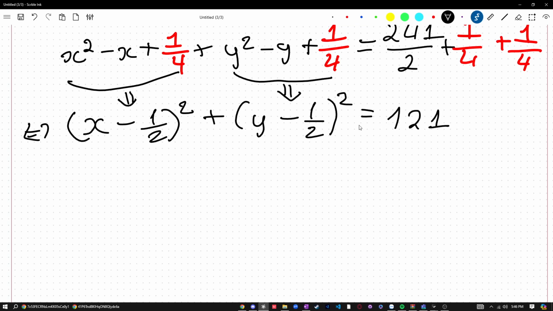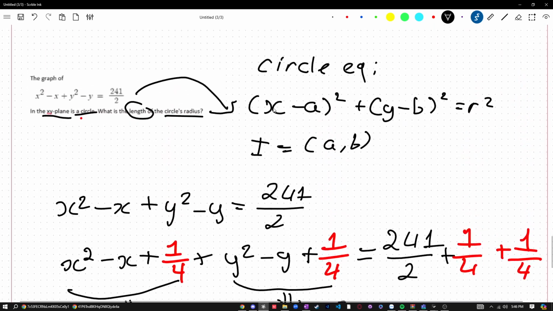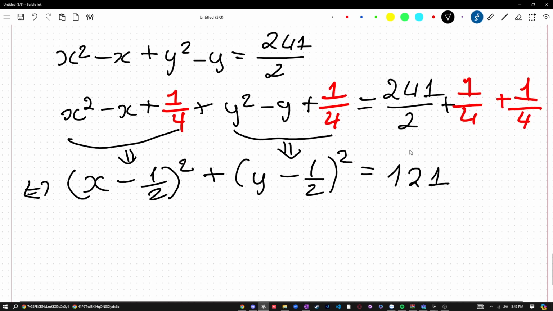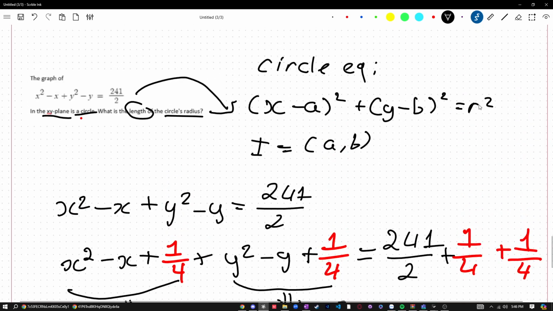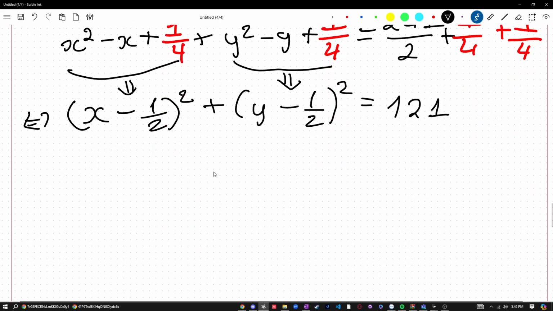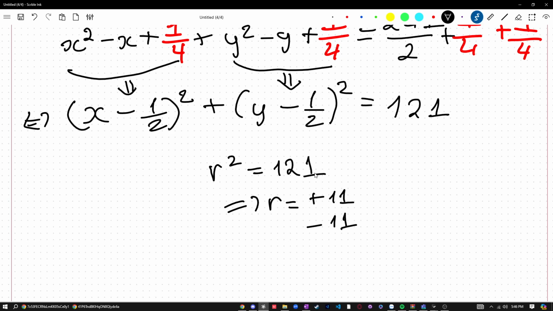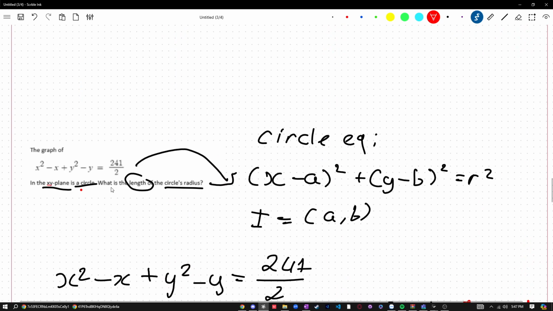Alright, so we got the equation here. x minus a is this value, b is also this value, so r squared, we got our radius squared is equal to 121. So we know that radius is equal to either plus 11 or minus 11. But it is the circle, so the value cannot be negative, so we cross out minus 11, which leaves us to plus 11. So the length of the circle radius is 11.